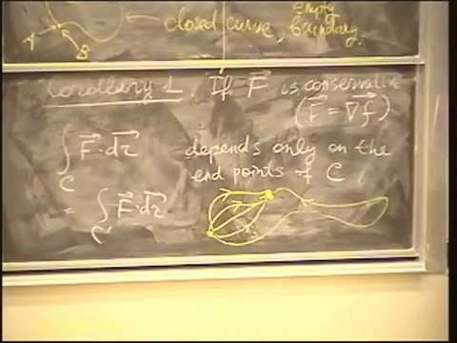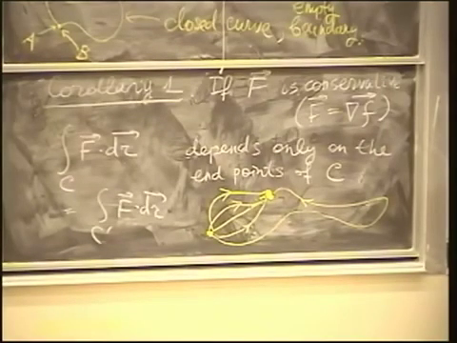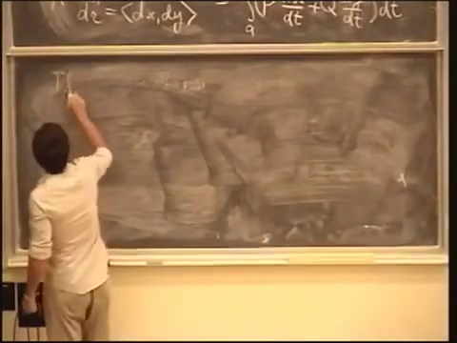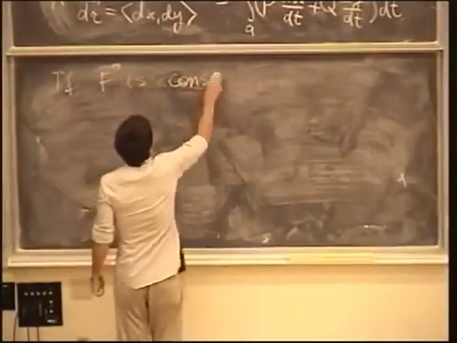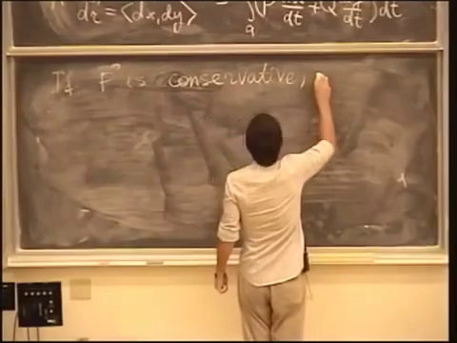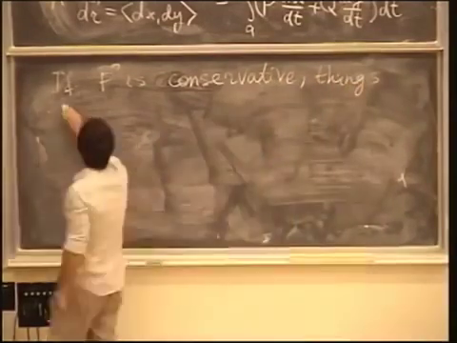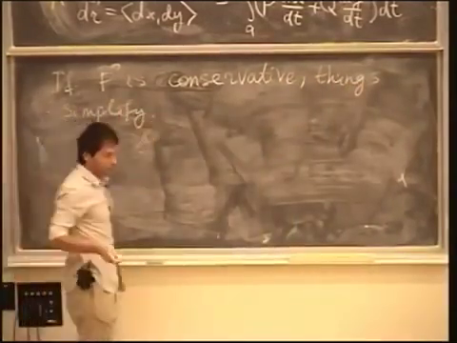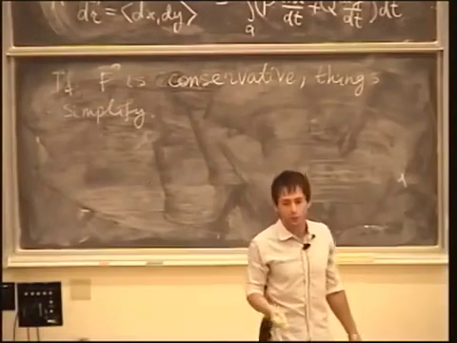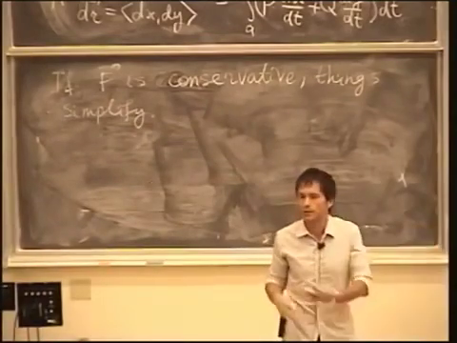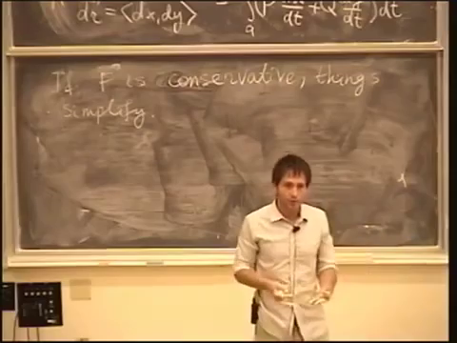Now, where does this leave us? We see now that if you have a conservative vector field, things simplify. Things simplify a lot. So of course the next question is, how do we find out if a given vector field is conservative or not? Because if it is conservative, we can apply this and we have all these nice properties. And if it's not, then we have to use other methods. So this now is really the question.